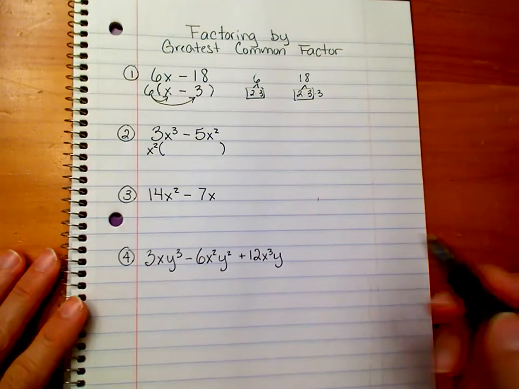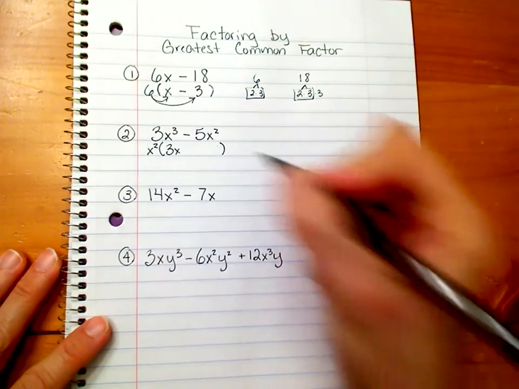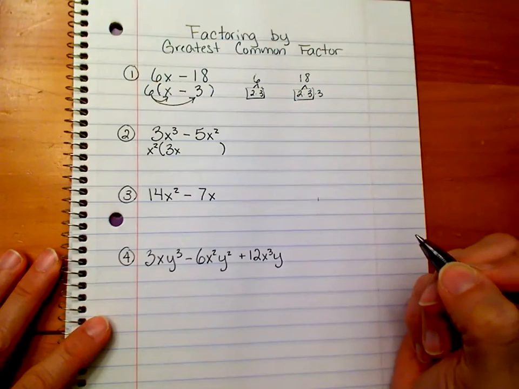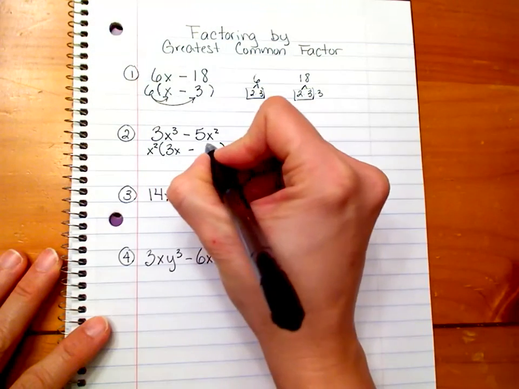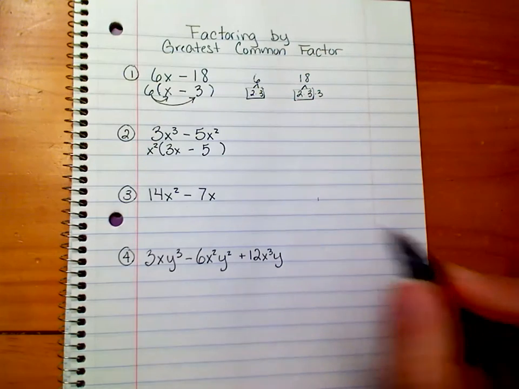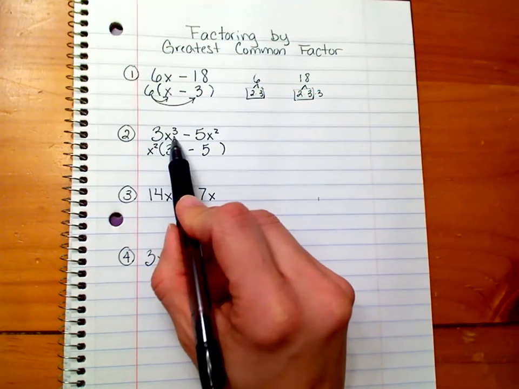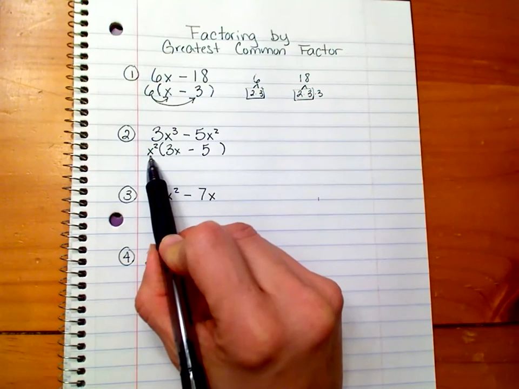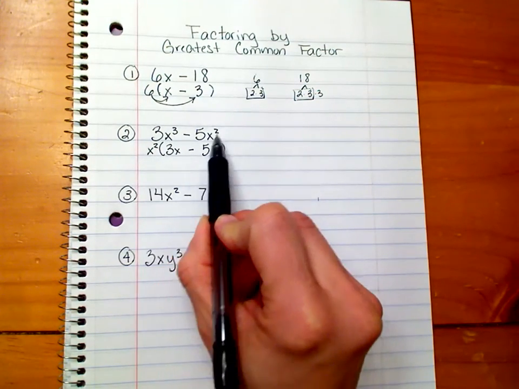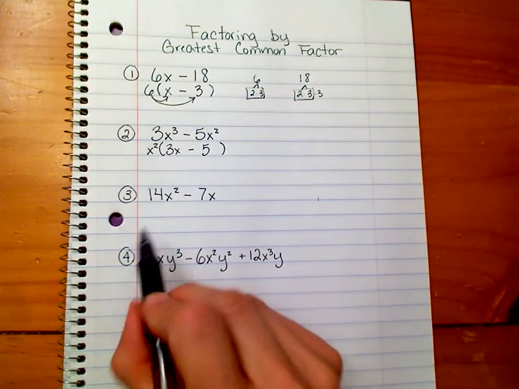So again, we're going to divide. 3x cubed divided by x squared is 3x. And 5x squared divided by x squared is 5. And the sign stays negative because we took out a positive. And let's check it. Does x squared times 3x equal 3x cubed? Yes. Does x squared times negative 5 equal negative 5x squared? Yes, it does. So you always want to check.